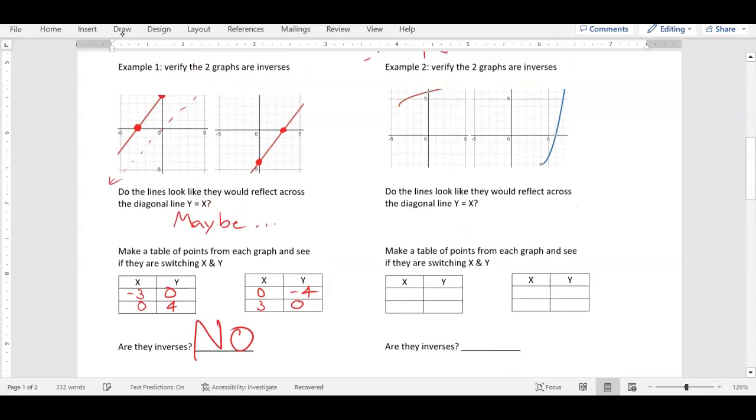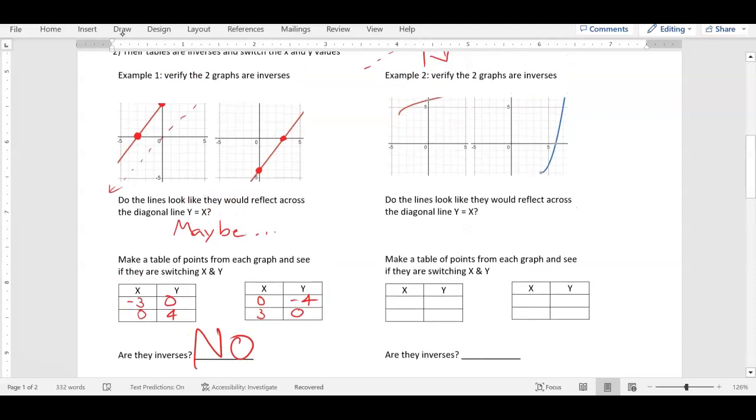Okay, do you see how to tell for sure? Like, it kind of looked like it could have been. So we may have guessed yes, but when we looked at the numbers, it's a no. Okay, so look at the numbers. On the next one, okay, this graph's kind of cut off. It would keep going like this.